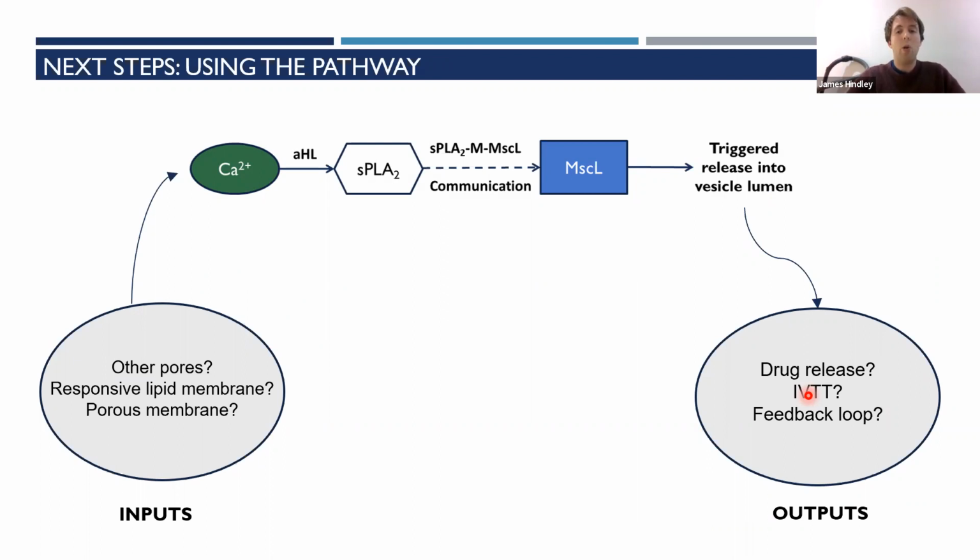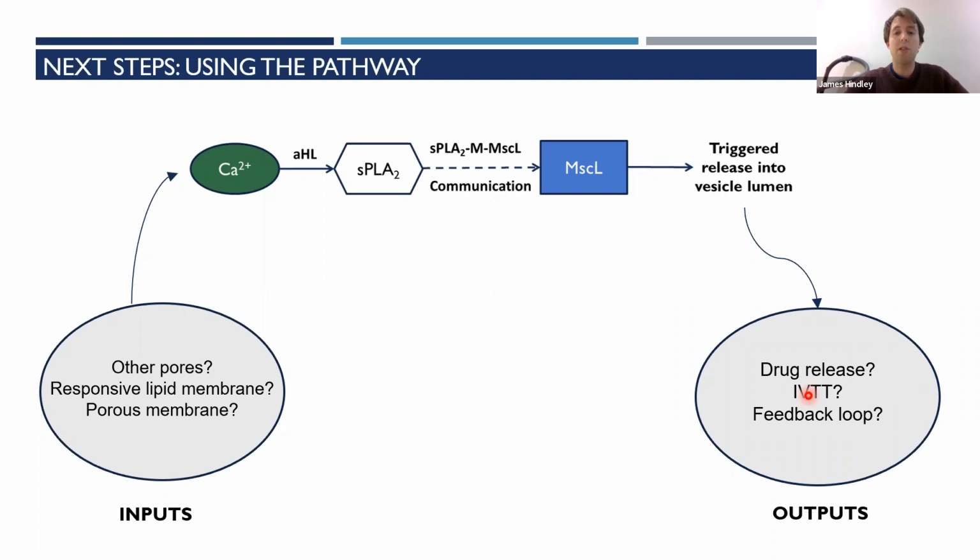So we're interested in thinking about the inputs and the outputs. In terms of inputs, at the moment we just use alpha-hemolysin, which permanently opens that outer membrane. So, of course, we're thinking about, can we actually make this a gated process? How can we do this? Do we need to think about other proteins, or can we think about using lipids, or even not using lipid membranes at all and thinking about more porous outer membranes, polymeric membranes, perhaps?